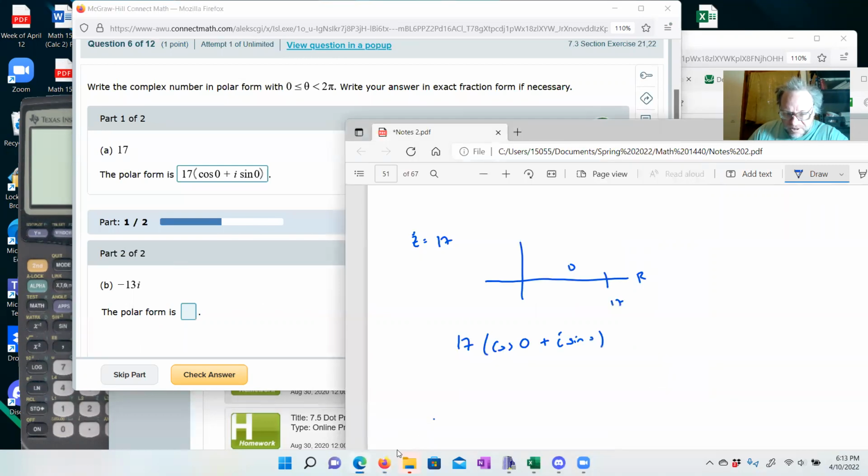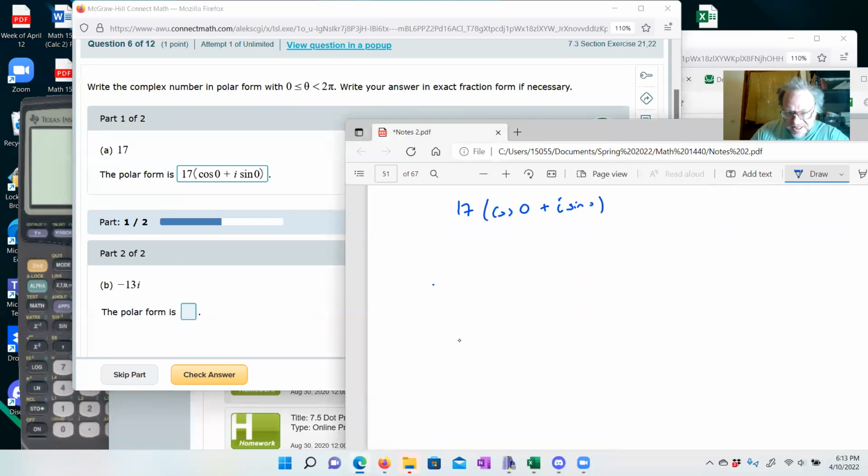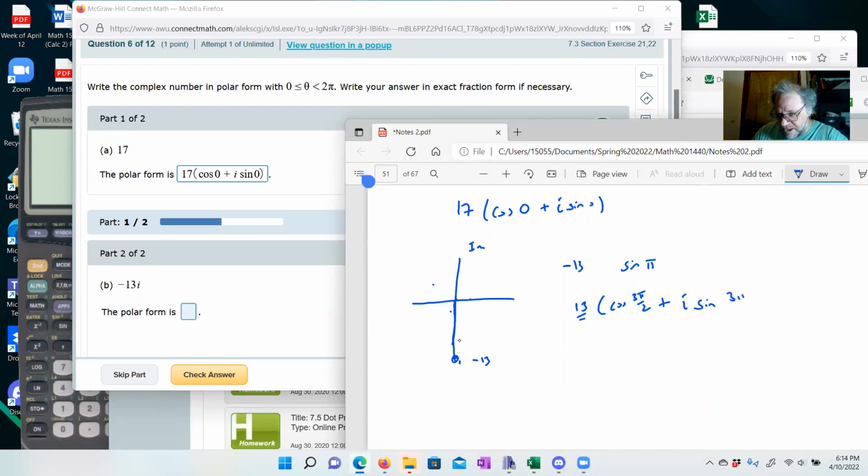This is negative 13i. We're dealing with the same type of thing. So where's negative 13i? Well, that's down here somewhere. Here's negative 13, right? And this is again in the imaginary plane. How do I get down here? I could say it's negative 13 times the sine of pi, or positive 13. I think you're going to want that instead because r is usually a positive number. And we have cosine of 3 pi over 2, which is 0, plus i sine of 3 pi over 2. That's what they're going to want for this.